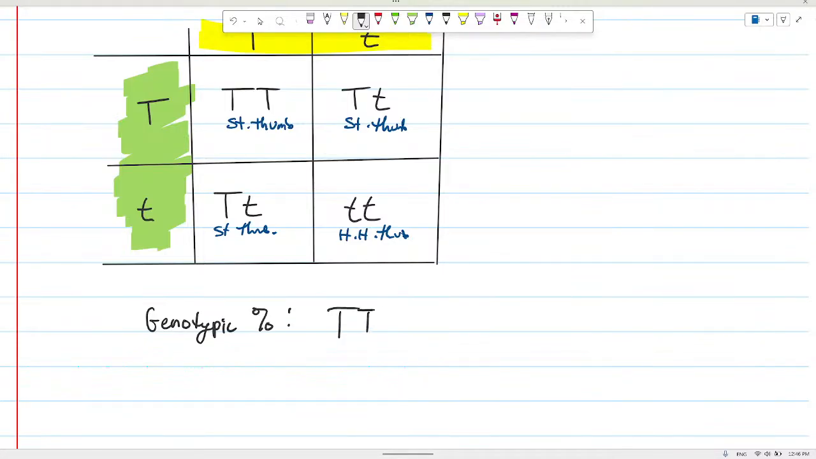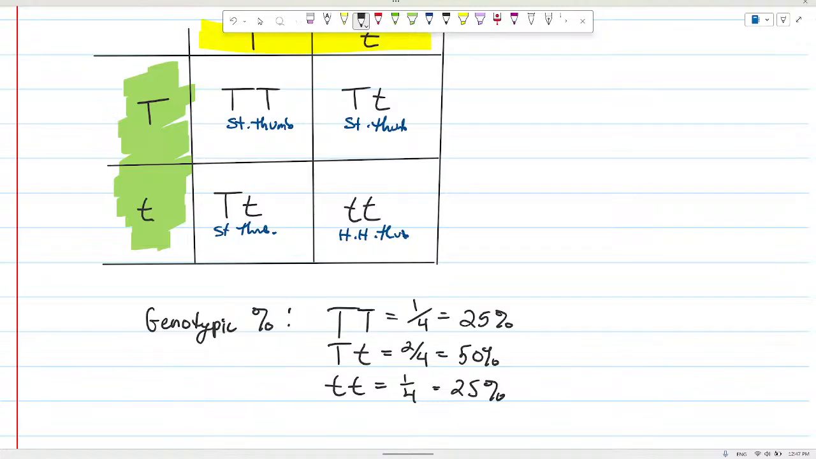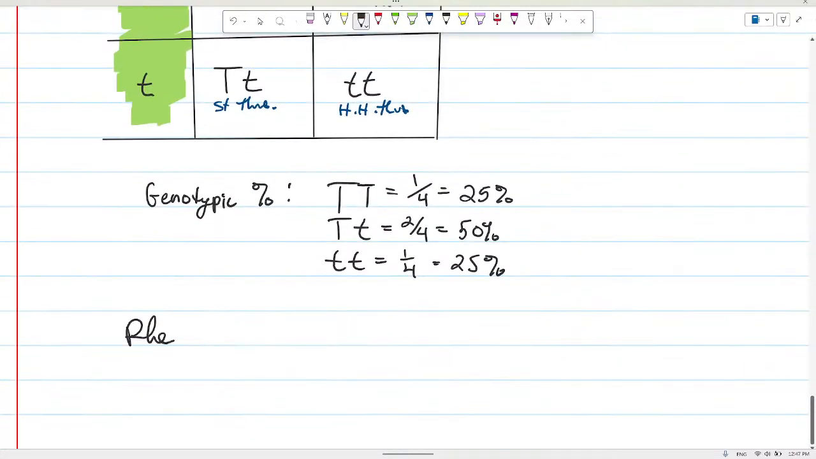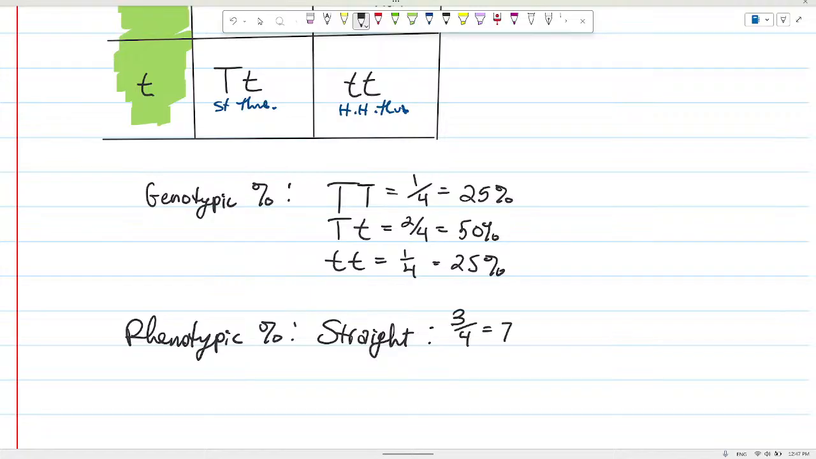Well, you could be big T, big T, big T, little t, or little t, little t. And what are the frequencies in each case? This will be 1 out of every, for a total of? Awesome. This one will be 2 out of every 4, which is 50%. This one will be? Awesome. And what about the phenotypic frequencies? Straight is 3/4, which is 75%. And then the curved is 1/4, which is 25%.